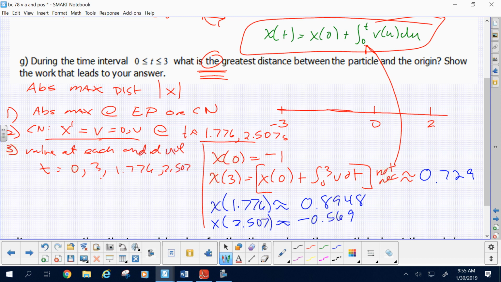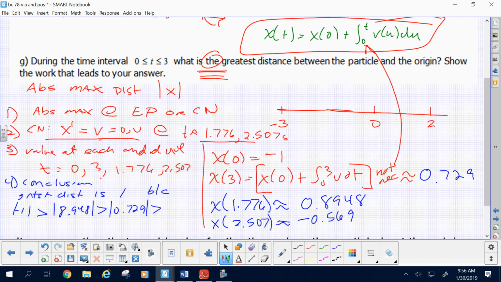1 unit, okay? So you would say in our conclusion, that's part 4, the conclusion is the greatest distance is 1 because the absolute value of negative 1 is greater than the absolute value of 0.8948, which is the next biggest candidate. It's greater than the absolute value of 0.729, which is greater than the absolute value of negative 0.569. All right?